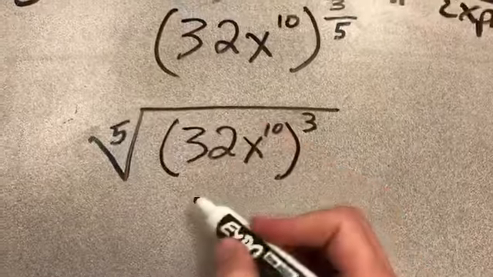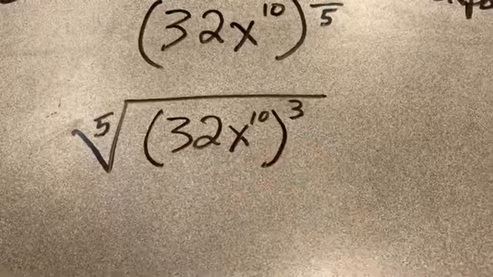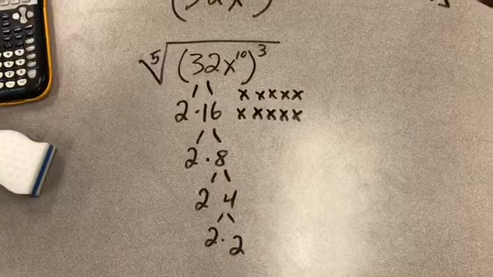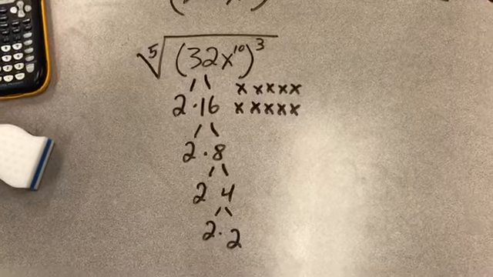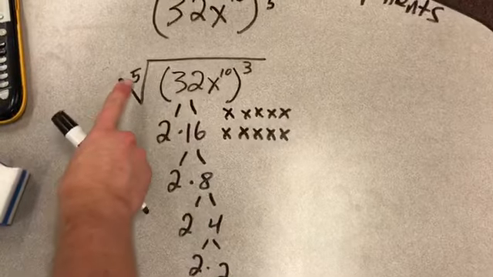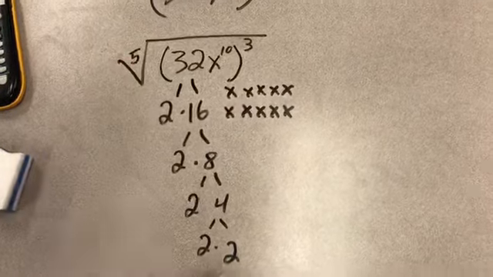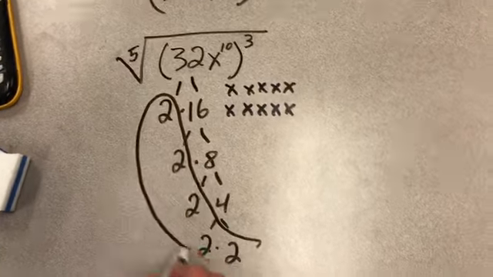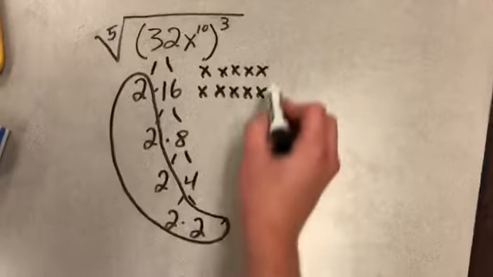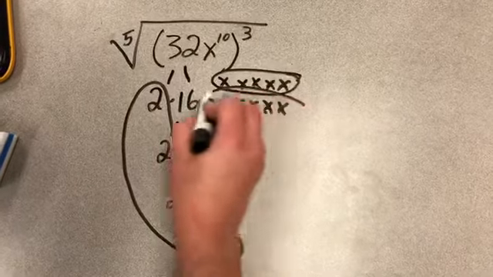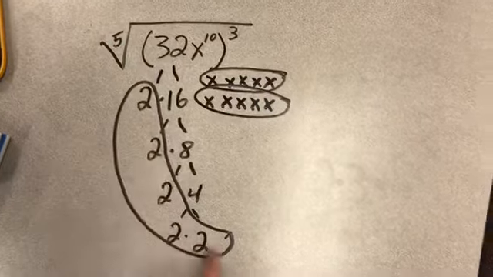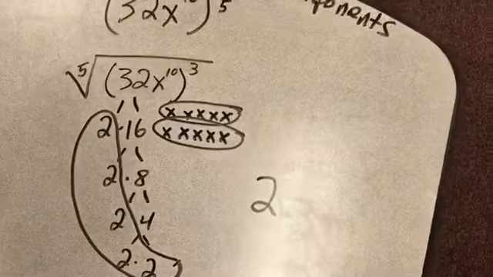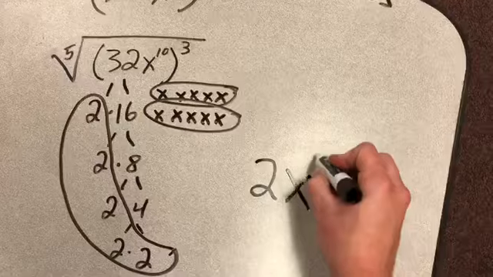That 5 out here tells me I need 5 of the same factor for 1 to escape. So let's break these down. Break down the number, break down the variables as far as you can. And remember, your index up here tells you I need 5 of the same factor. So 1, 2, 3, 4, 5. Need 5 of the same factor for only 1 to escape. So I'm going to circle groups of 5 this time. I see I have a group of 2, so 1, 2 will escape. I have 2 groups of x's, so I'm going to have 2 x's escape.